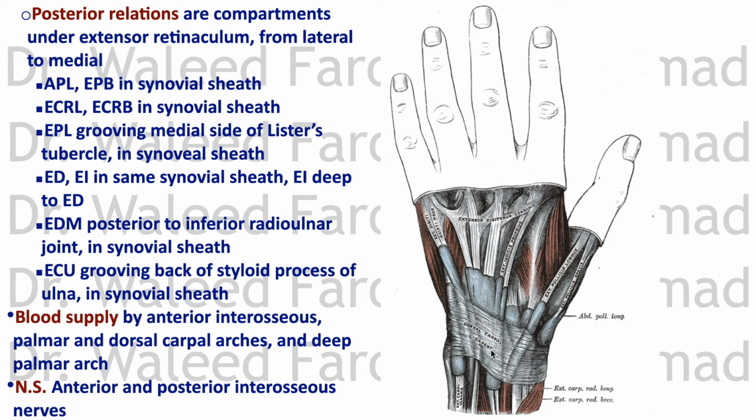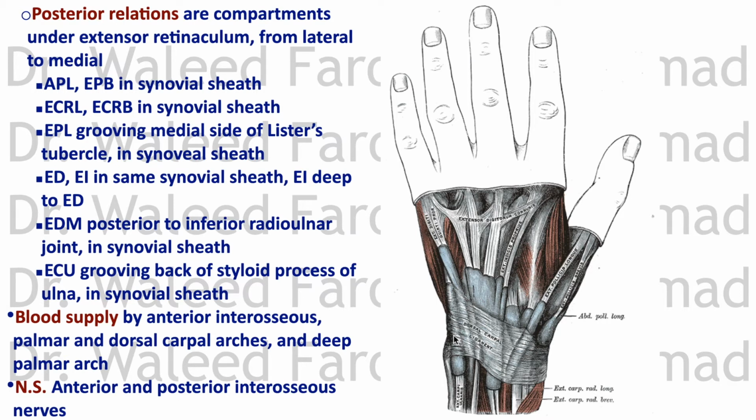extensor digitorum and extensor indicis in one sheath, extensor digiti minimi in a separate sheath behind the inferior radioulnar joint, and at last the extensor carpi ulnaris, grooving the back of the styloid process of the ulna. These are the relations of the wrist joint.